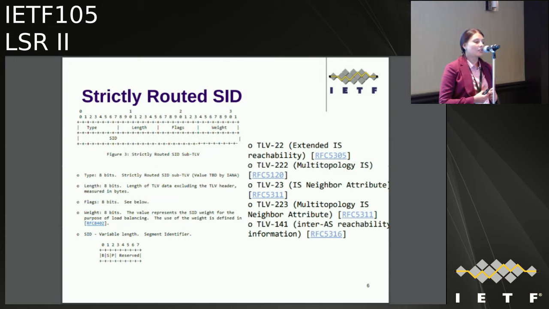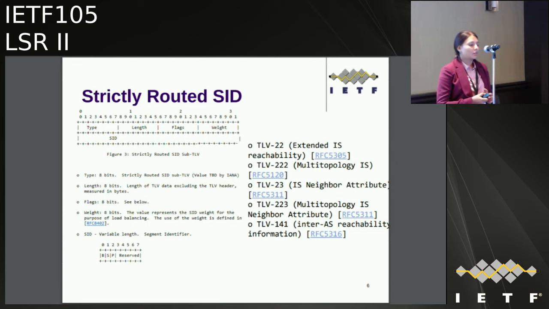Strictly routed SIDs. These are used to send traffic on a particular interface or a particular set of interfaces. Again, it is very similar to the adjacency SID in SR-MPLS. This gets carried in TLV 22 or 222 and all the variants of IS reachability.